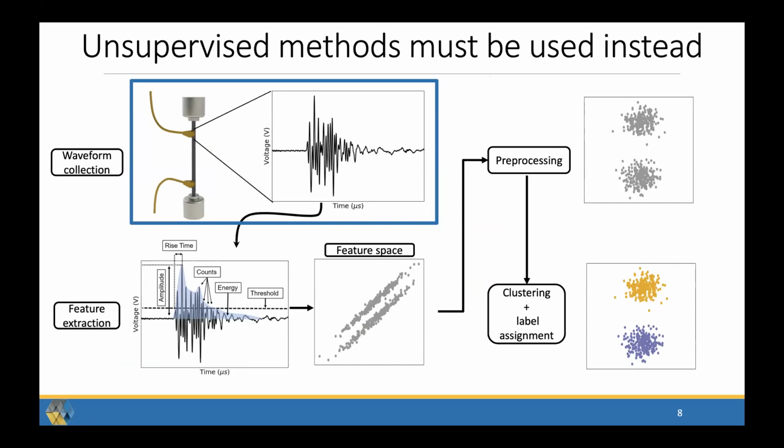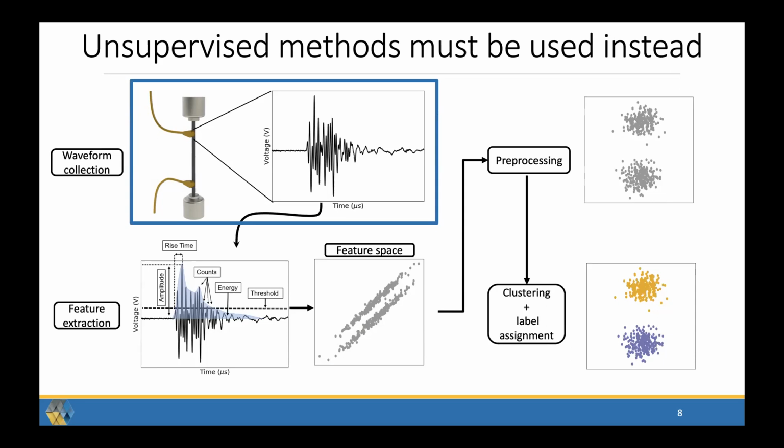What we did was we basically collect these acoustic emission waveforms, and then we look at the spectra and we extract certain features. And this is what's been done in the literature before, so there's nothing different here. You extract certain features. In the past, these have been like amplitude, rise time, counts, energy, threshold.